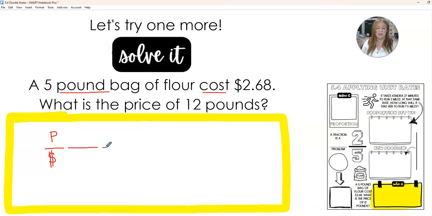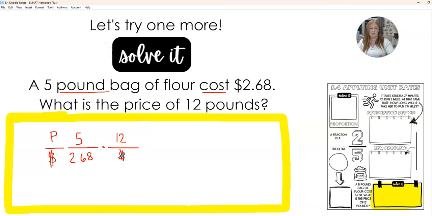Okay, so let's get our setup. So we have the equal sign, or our fraction equals this fraction, because ratios are just fractions. So we know we have 5 pounds, pounds are on the top. And that cost $2.68. Money's on the bottom, $2.68. And now we want to know the price of 12 pounds. Pounds we have on the top. So now this time we're looking for this money here. We don't know how much 12 pounds costs. That's what we're trying to find.